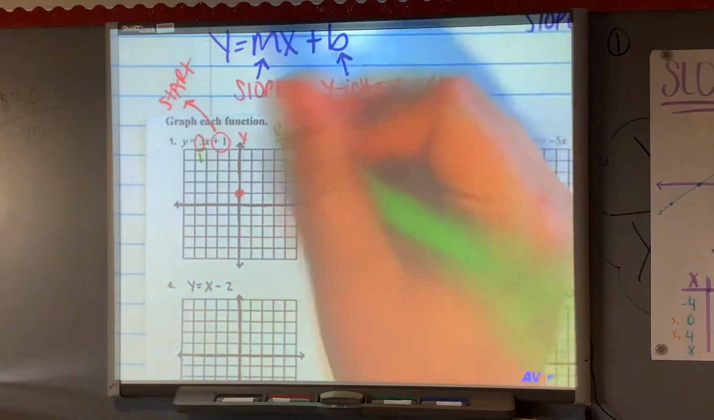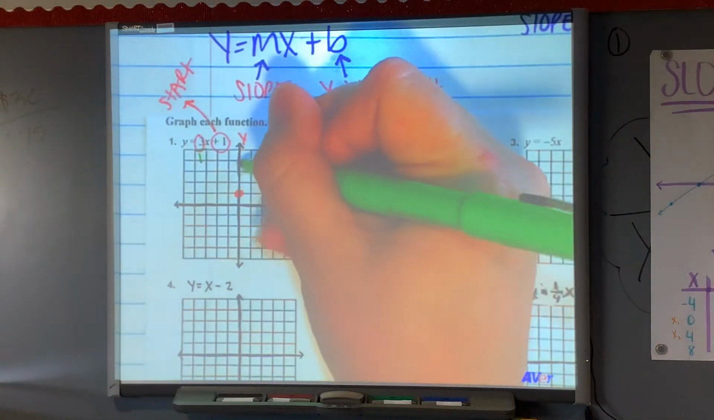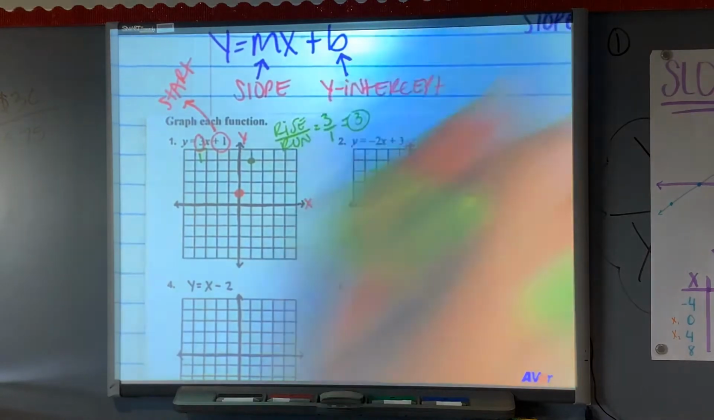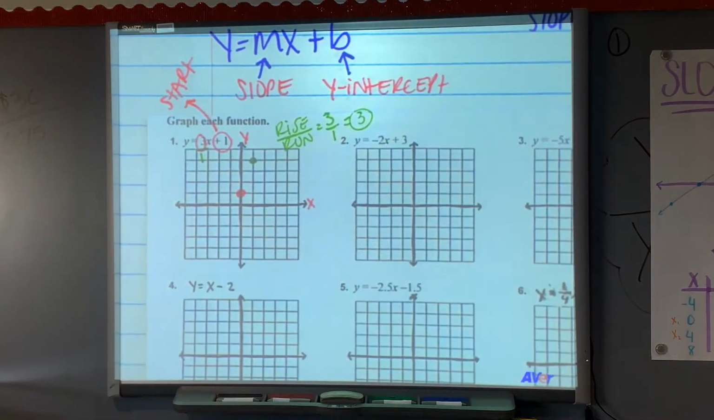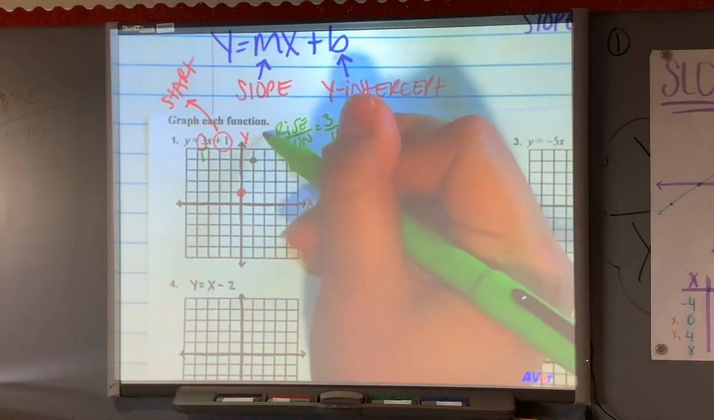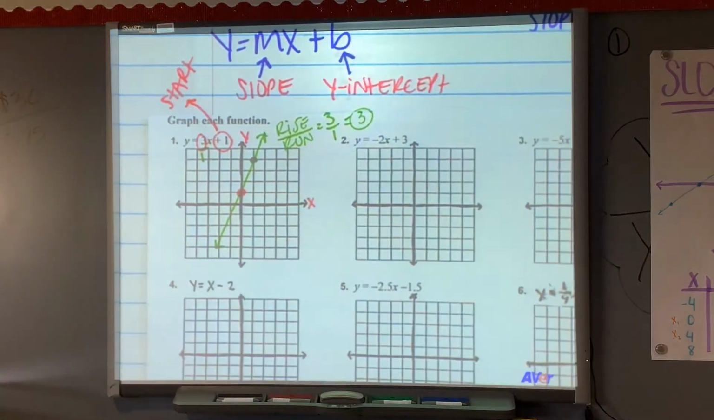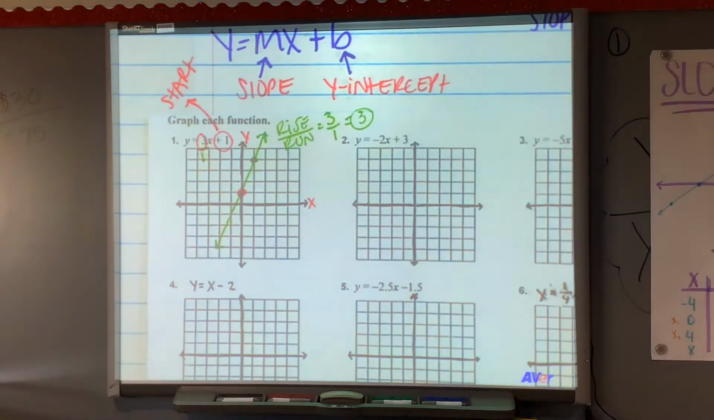So rise 3: 1, 2, 3. Run 1 to the right. Remember, we're always running to the right. And at this point, I have my second dot. I can go ahead and create my line by connecting the dots. I can go further than those 2 dots so I can show the entire line across the graph. And I'm going to put arrows on the ends of it to show that it's a continuous line. It's going to go on forever and ever.